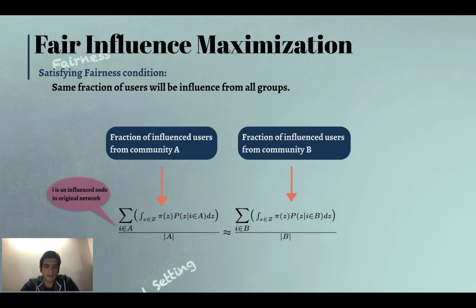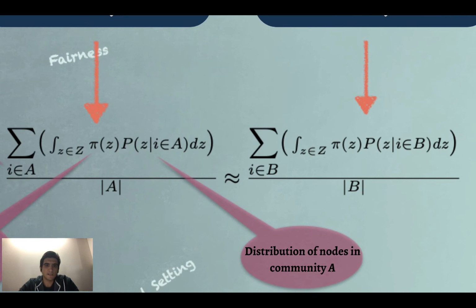Here, I is an influenced node in the original network. Capital Z is the embedding space. Pi of Z shows the probability of Z being influenced in the embedding space, and P of Z given I in A is the distribution of nodes of community A in the embedding space. The same is true for the right-hand side and for the community B. To satisfy this relation, it is sufficient that the distributions of communities A and B in the embedding space are the same.